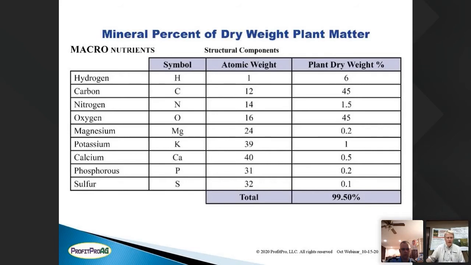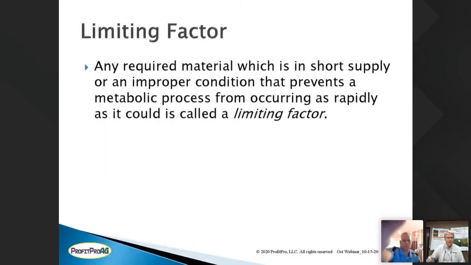But we want to focus on the fact that carbon makes up 45% of the weight of the plant. Now, any required material which is in short supply or improper condition that prevents metabolic processes from occurring as rapidly as they could is called a limiting factor. So can carbon become a limiting factor? That's really the question that we want to talk about.